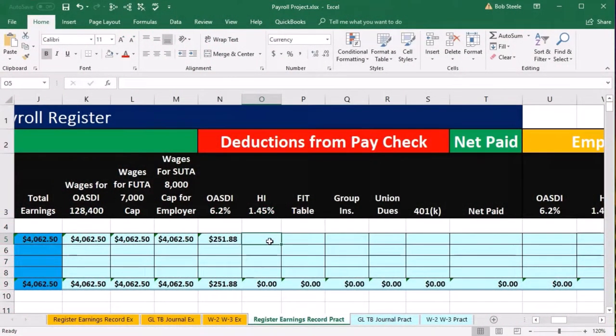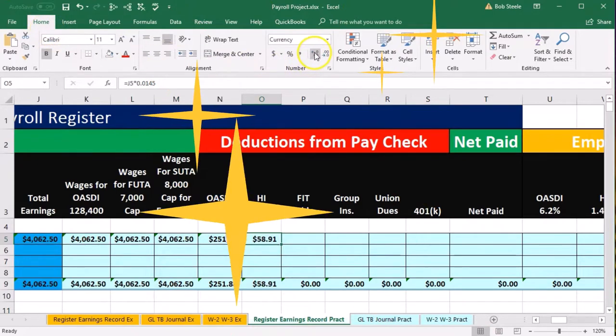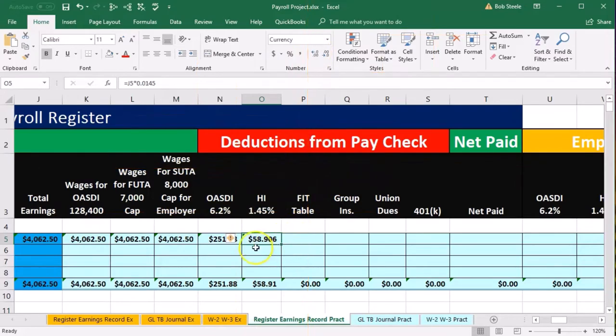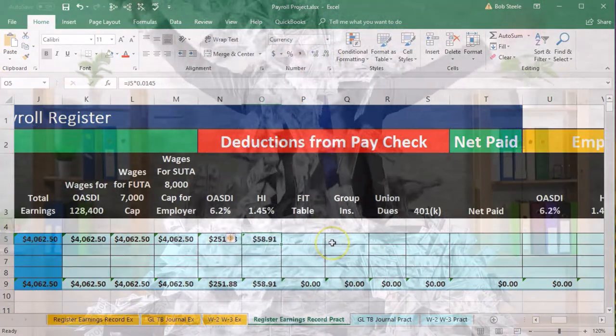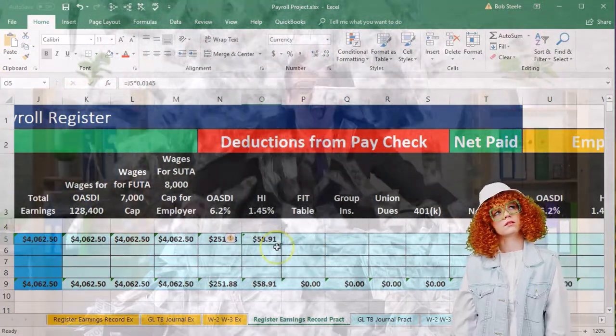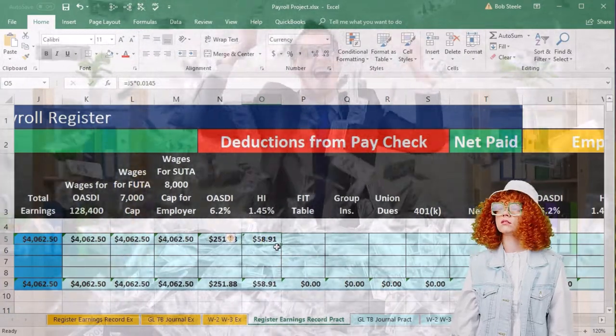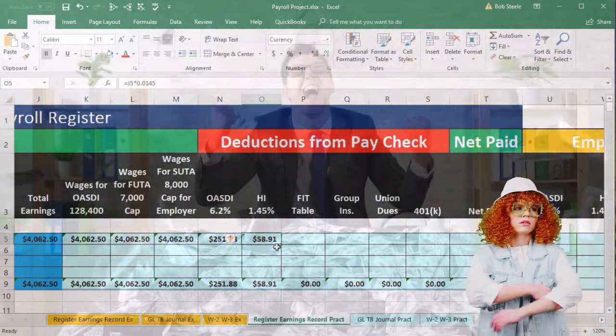So in O5 equals, we're going to pick up the total earnings this time, times 0.0145. And that'll give us the 58.91. So here's what I mean by Excel picking up the total number. If I go to the home tab, numbers, and increase the decimals, it's really 58.906 on and on. But we're just going to see the 58.91. If we use this cell to calculate, it's really using the actual number, not the rounded number we see.